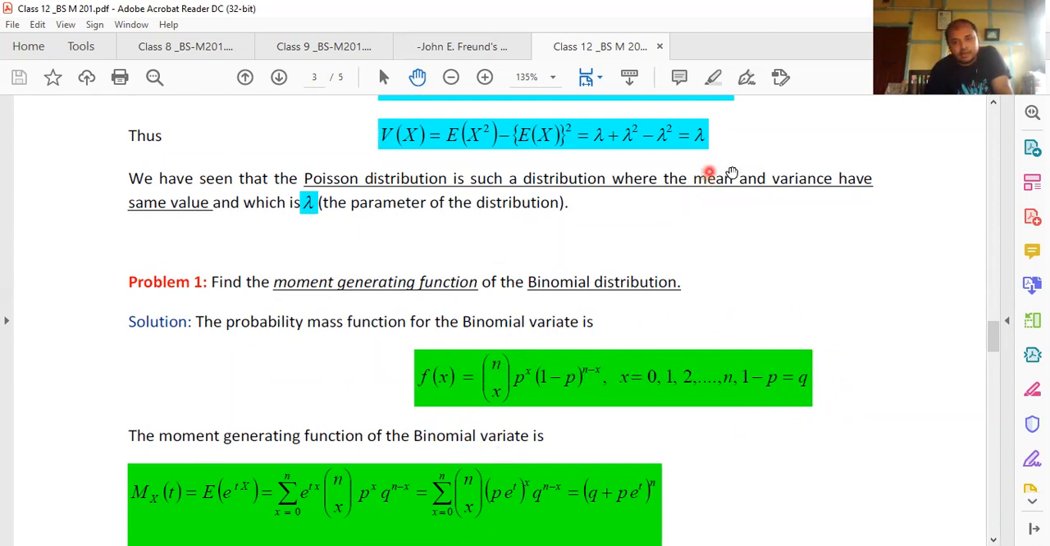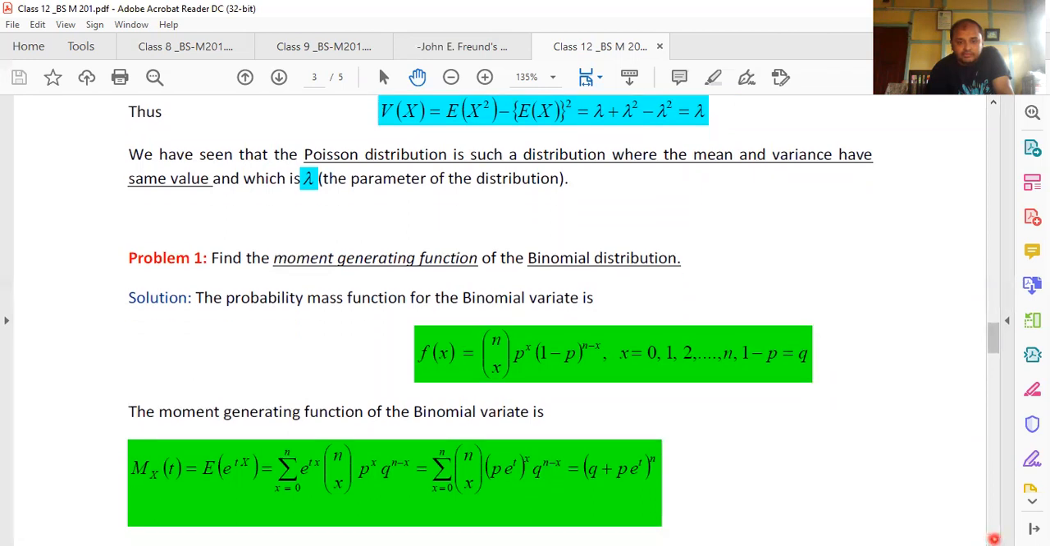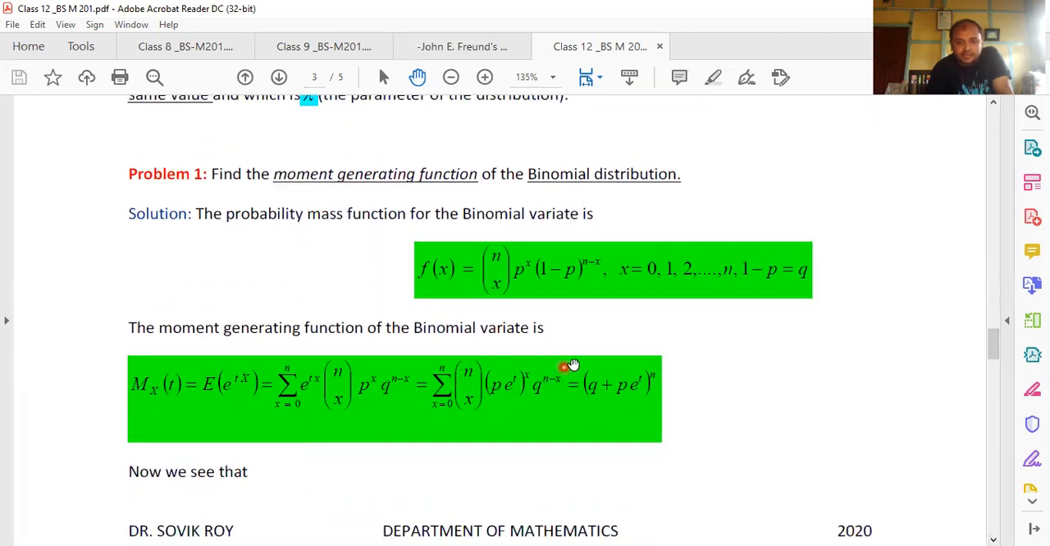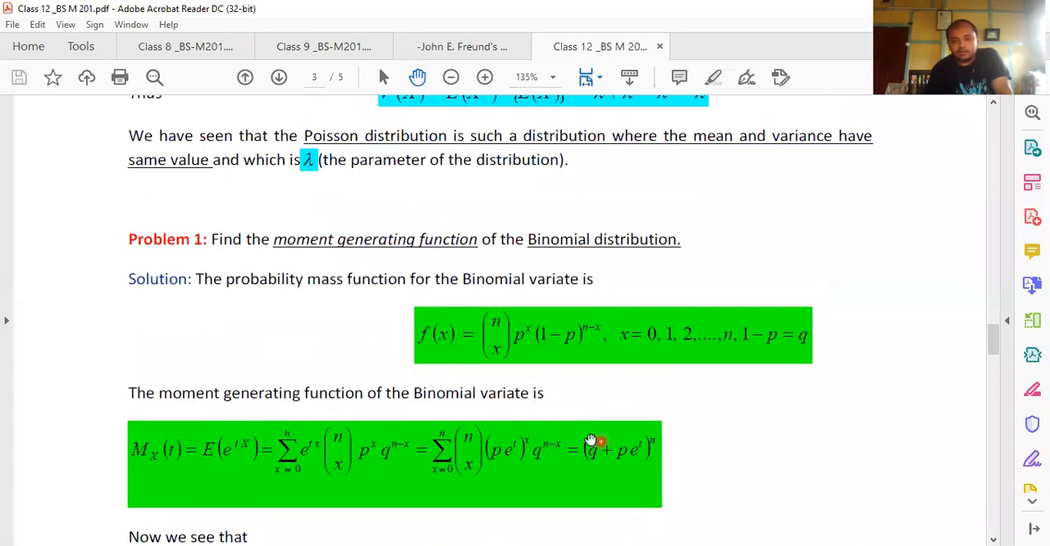Just like our previous example, we have considered the M_X(t) of the binomial distribution, and I have substituted the probability over here in this manner. A little thought will reveal that this binomial expression, preceded by a summation like this, is actually the quantity q plus p e to the power t, raised to the power n. You can just check it by putting in different values. This is the xth term of the expansion. So this is the moment generating function of the binomial random variable.